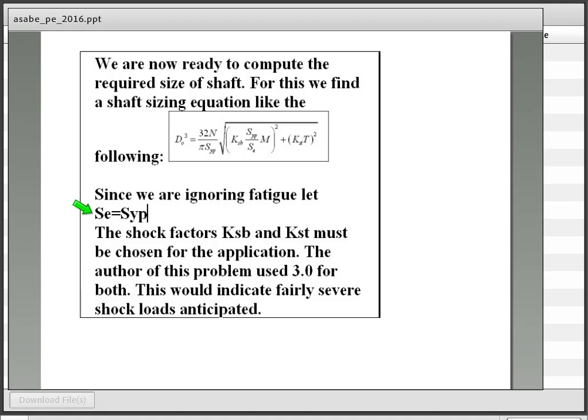recognizing that we're not dealing with fatigue, so we're going to take our allowable endurance limit to be the yield stress. We're going to design that thing right up to static yield stress. In this case, we're ignoring fatigue, and so that term there becomes 1. And these two factors, shock in bending and shock in torsion, are the designer's choice. The author of this problem used factors of 3, which would be fairly severe shock loads for that application.